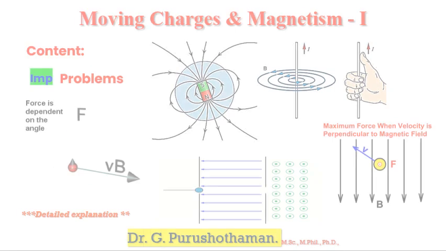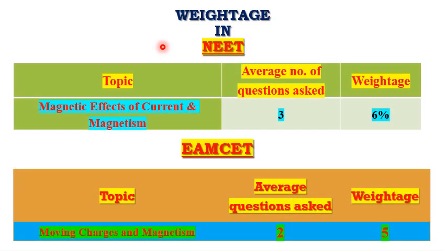In NEET, 3 questions will be asked from this chapter, which has 6% weightage. And in EAMCET, you may have 2 questions from this chapter, which is very easy to solve, and direct questions will be there. No twisted questions will be there in this one. Next, we'll see the question.